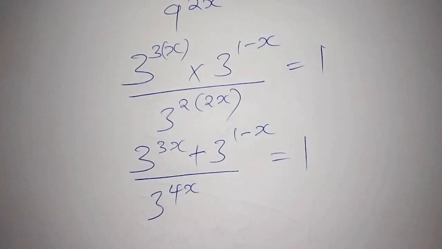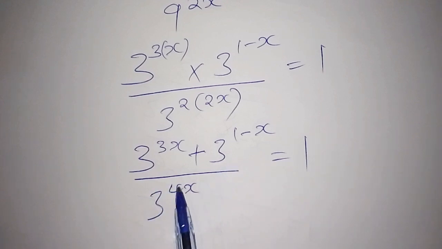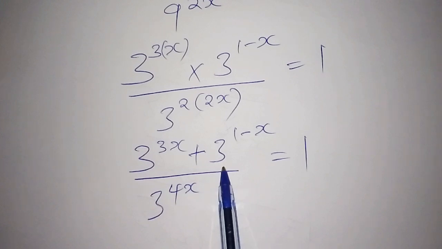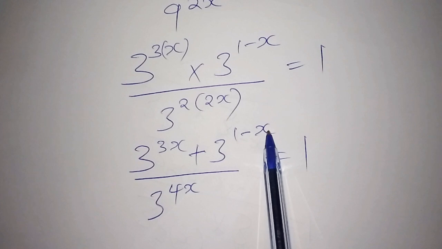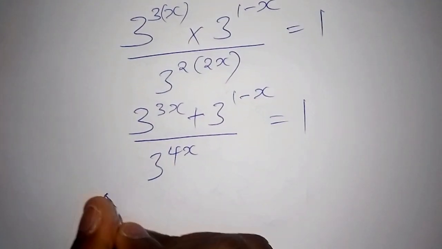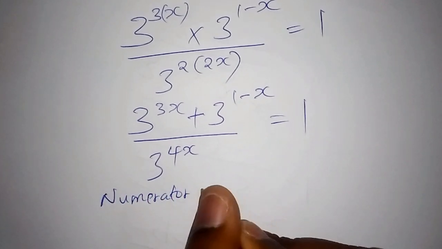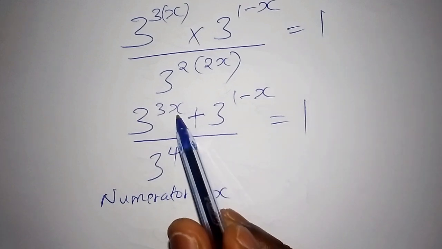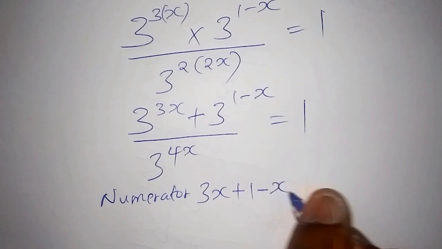I hope you've checked how we are moving to that step. What we need to do is work out the numerator totally, and from there we shall move to the denominator. As you can check, the numerator has the base of 3, so it is wise for us to pick 3x plus 1 minus x. In short, this is what we shall pick. So we are working the numerator, which is equal to 3 to the power of 3x, plus 1 minus x.